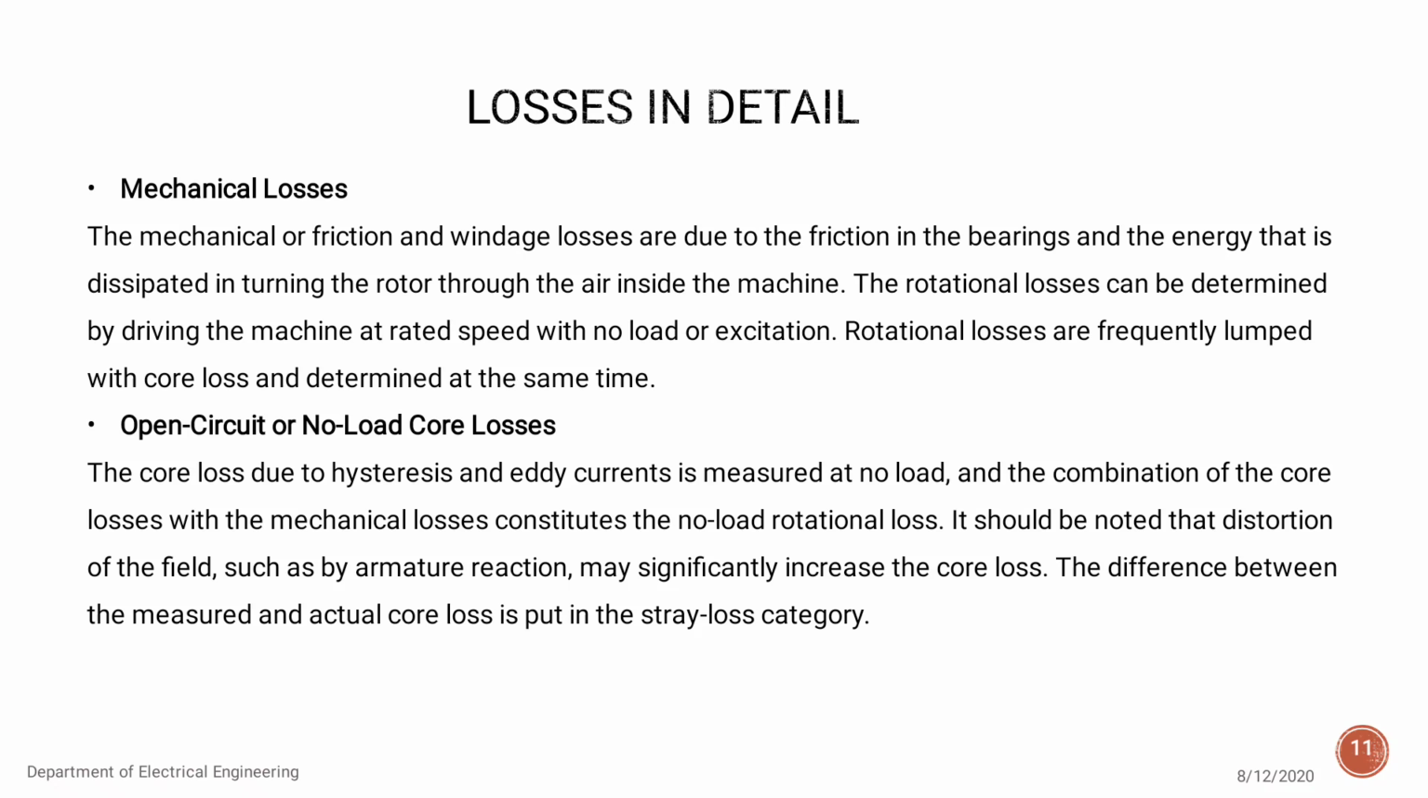If there is a rotor as well as a shaft, then there may be bearings. To rotate the rotor in a smooth way there are bearings, and due to those bearings there may be friction. That energy is dissipated in turning the rotor through the air inside the machine. We know that there is an air gap between the rotor and stator of the DC motor. Air gap means a small amount of space, sufficient for some air to flow. Due to that air there are windage losses also.